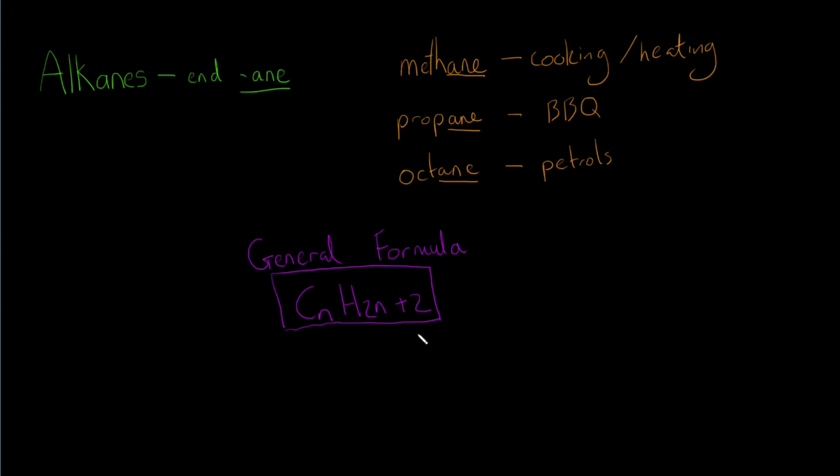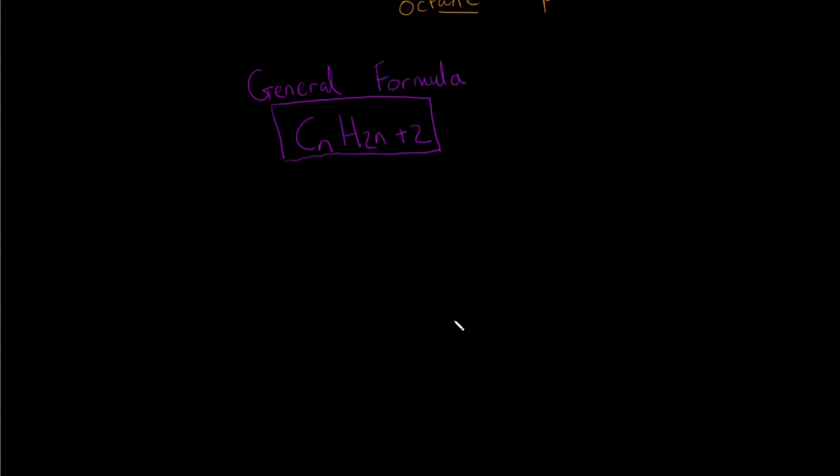Now this general formula, CnH2n plus 2, is one that we have to remember. We have to commit this to memory. Whenever you are asked what is the general formula of the alkanes, you need to immediately reply CnH2n plus 2. It's just one of those things that we need to know. So let's have a little look at it in practice now.